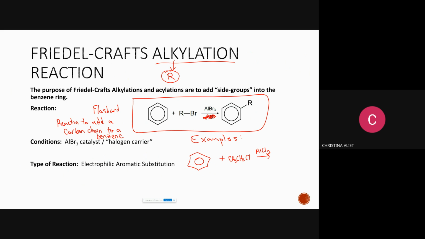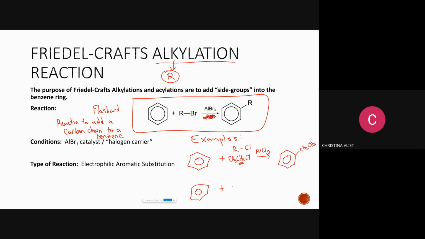So how would that add to the ring? In which direction? What would you write first? The CH2, right? Because CH3 has to be at the end. So if this is RCl, then this is what's adding to the ring, like at the CH2. So this would be CH2, CH3. Does that make sense? Let's try again.